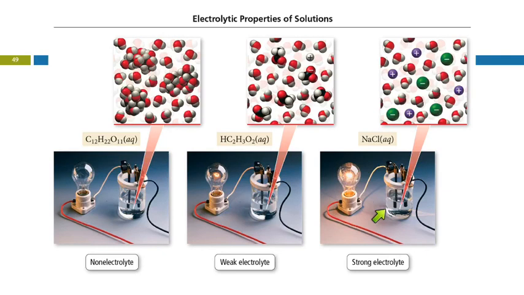Having connection issues. Anyway, the one in the middle, the light bulb isn't as bright because the acetic acid only dissociates a little bit. So there aren't as many ions in that solution, so the electric current can't flow as well. Any questions?